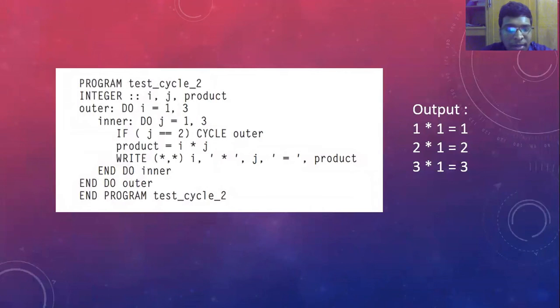Here we have named the loops outer and inner, and we have used the name outer after the cycle command. So here, if j equals 2, the cycle command will be executed, and for that the remainder of the code block of the outer do loop will be skipped, and the execution will start over with I increased by 1. The outputs are 1 into 1 equals 1, 2 into 1 equals 2, and 3 into 1 equals 3. So here goes the cycle statement.